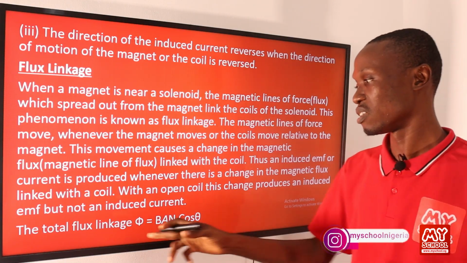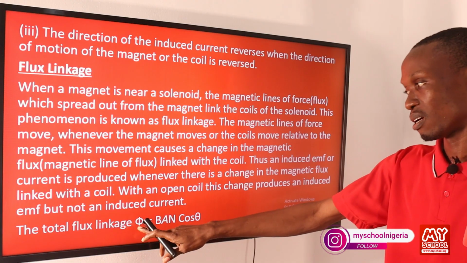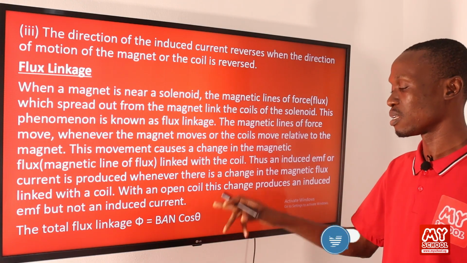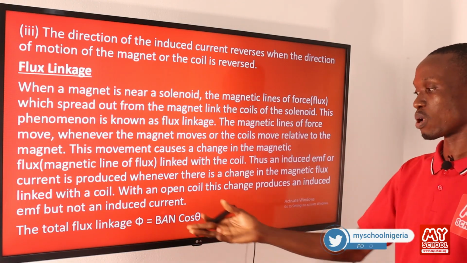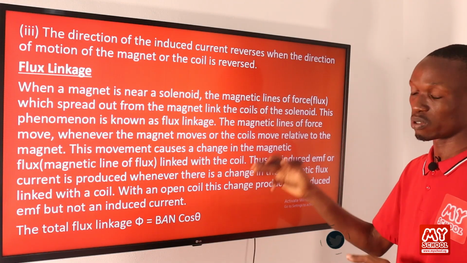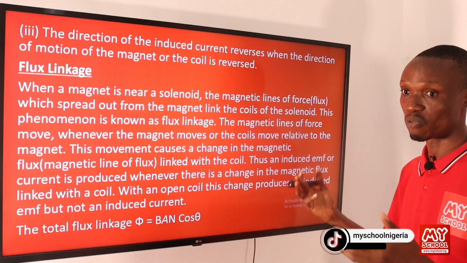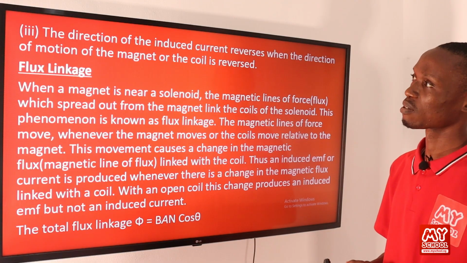So mathematically, the total flux linkage phi is given as BAN cos theta, where B, of course, on the next slide we will see what each of these letters represent. So let's move to the next slide.